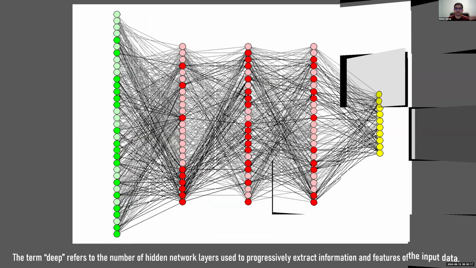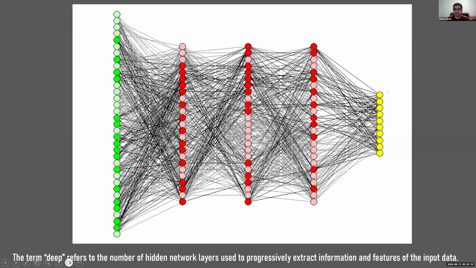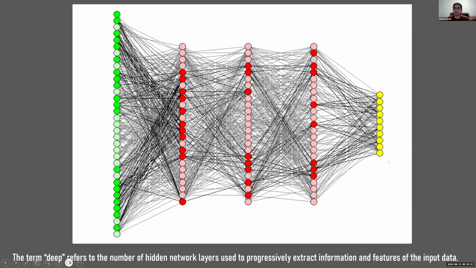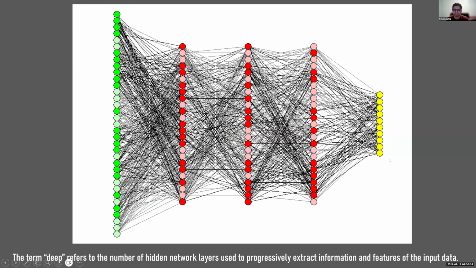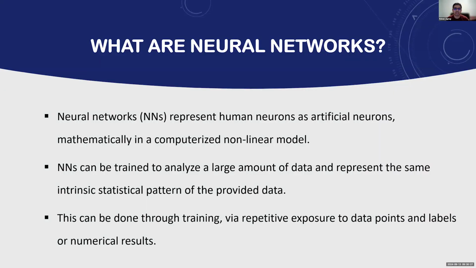So this is how the deep learning network looks, and you would see the output is more filtered, basically. There are so many hidden networks. Neural networks represent human neurons as artificial neurons. It is just that it is mathematically a nonlinear model in a computer. They are trained by a large amount of data, and at the end it would represent the same intrinsic patterns as the provided data. It is mainly based on the repetitive exposure of data points and labels.